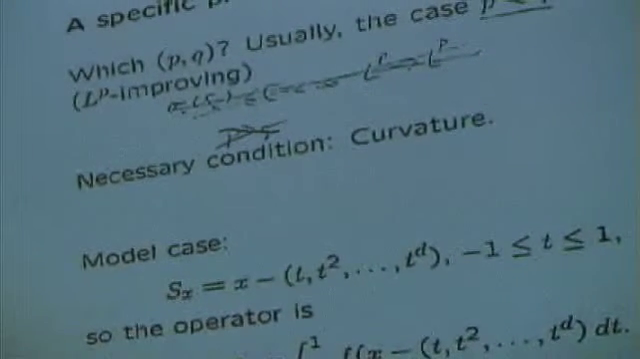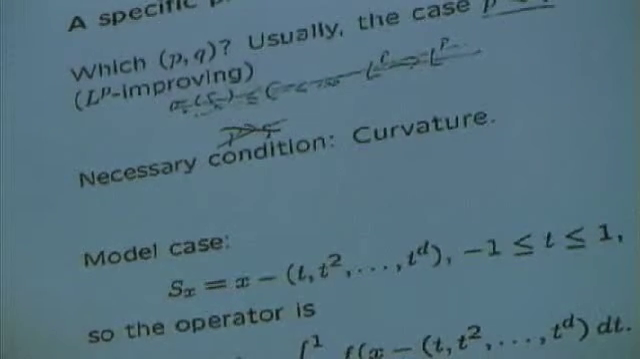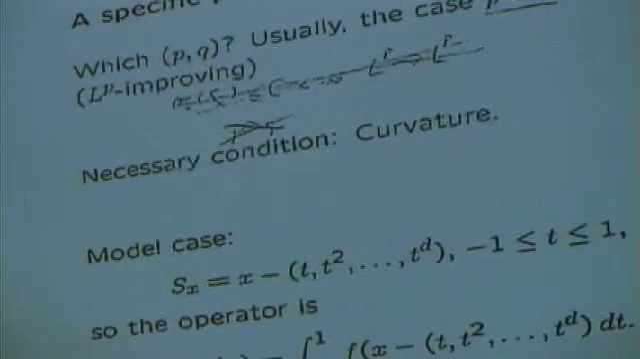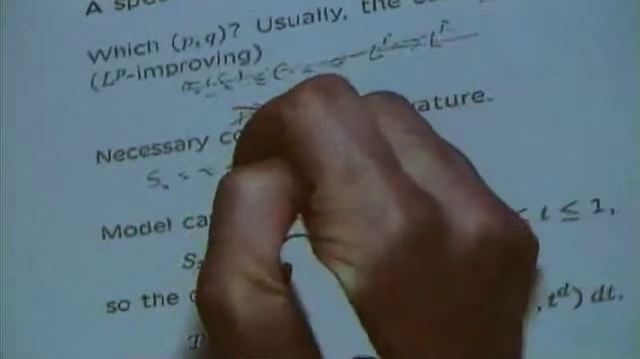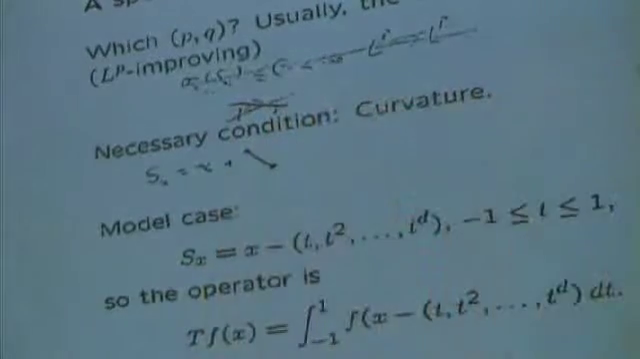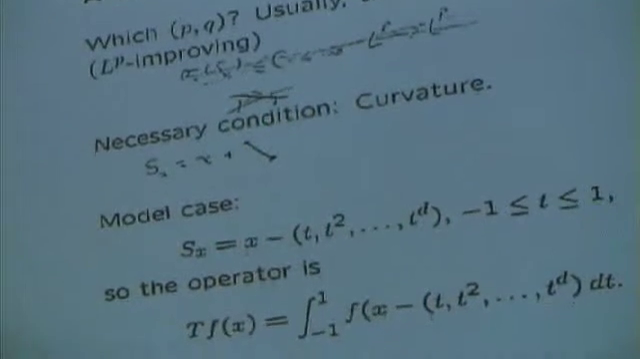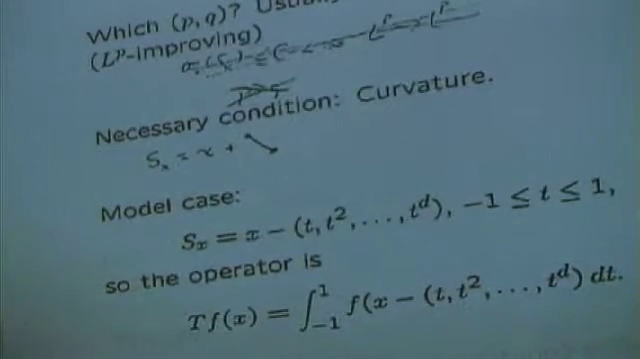A necessary condition for this is that the manifolds S_x exhibit some sort of curvature. A non-example would be if S_x were equal to x plus some line segment. That would turn out not to have any L^p improving properties.